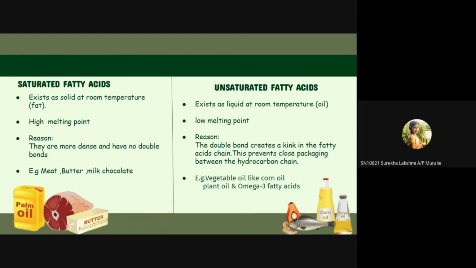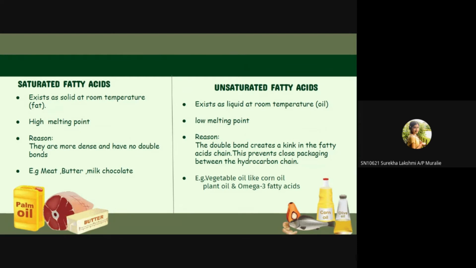Now let's have a look at the characteristics of saturated and unsaturated fatty acids. First, the saturated fatty acid exists as a solid at room temperature, which is fat. And meanwhile, the unsaturated fatty acid exists as a liquid at room temperature, which is oil.